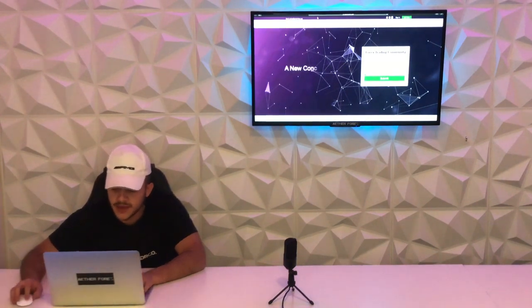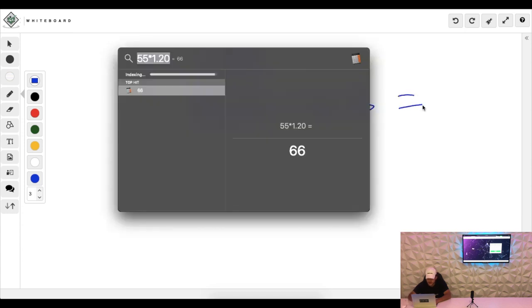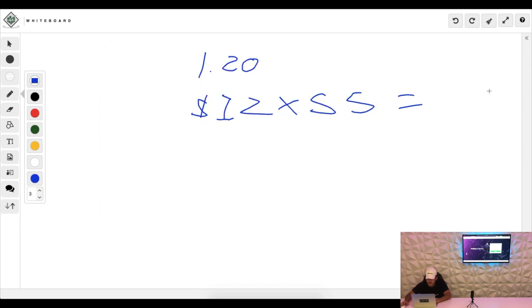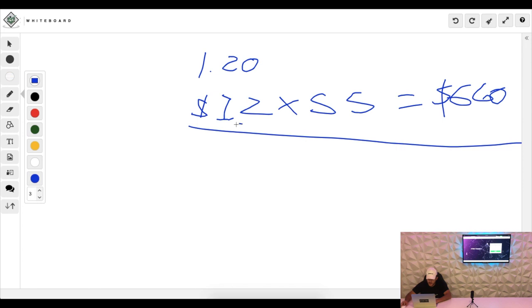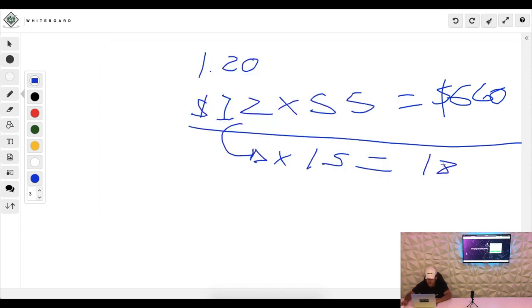So you can simply do the math. If your lot size was 1.20, that was $12 a pip. If you get 55 pips, that is $660. Or if our stop loss was hit, that was going to be times 15, and you would have lost $180.